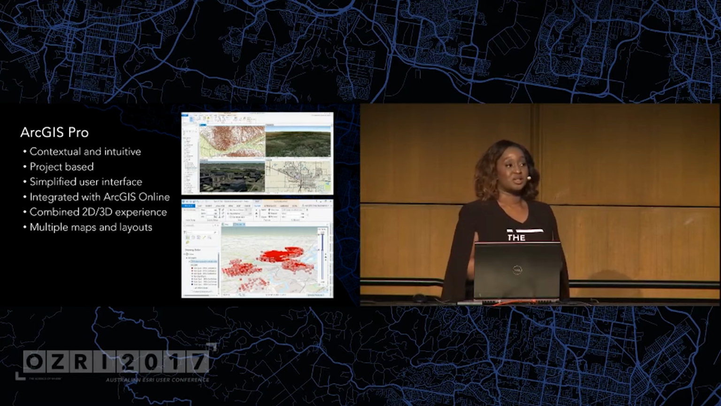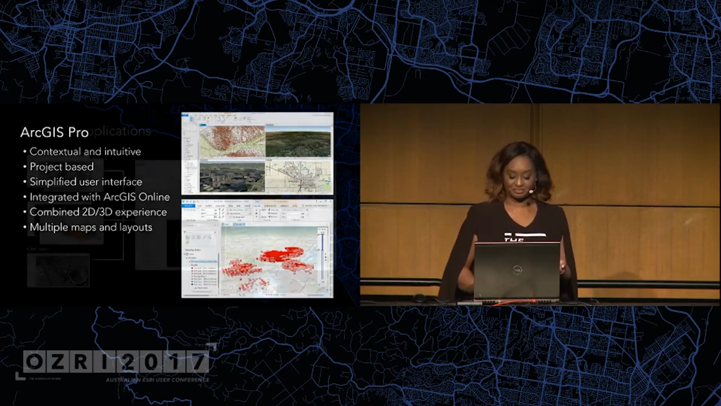Now, ArcGIS Pro is a combined 2D and 3D experience. That means you can convert from 2D to 3D if your data is Z-enabled, and you can even put these side by side and link them and move them simultaneously. Now, one of my favorites is that you can have multiple maps and layouts. And that's not to say just in the folder structure, but literally in your map view. Multiple maps, multiple layouts to give you better visualization of your data.